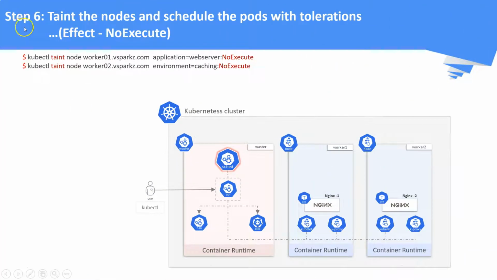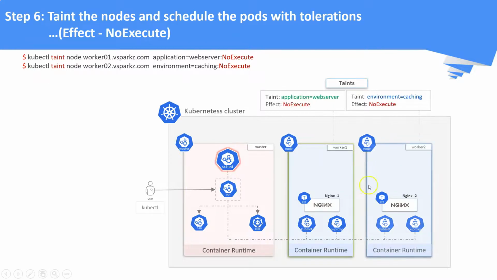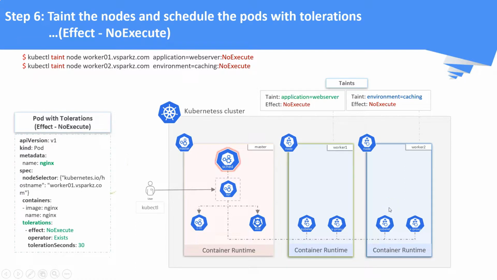Step number 6, taint the nodes and schedule the pods with tolerations, and the effect is going to be NoExecute. Once you apply the NoExecute taint effect, the existing pods will be evicted immediately. New pods with the matching tolerations will only be scheduled on the desired nodes. After the optional toleration seconds, new pods will also be evicted.